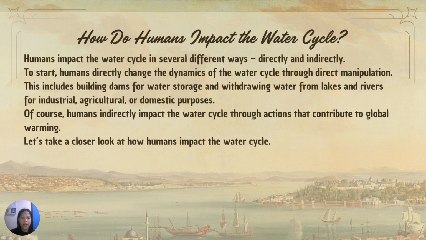How do humans impact the water cycle? Humans impact the water cycle both directly through activities like building dams and withdrawing water from lakes and rivers, and indirectly by contributing to global warming. Both types of impact disrupt the natural flow of water, leading to potential issues like water shortages and changing weather patterns.